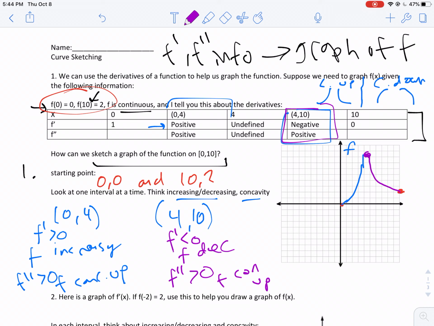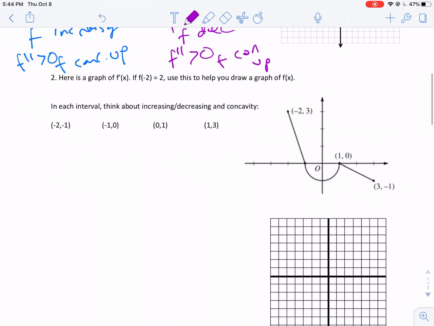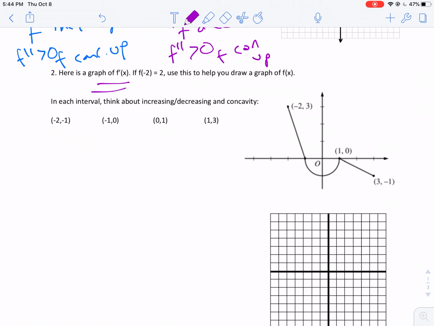Okay, so that's the general process by which we're following there. That's how you do these problems. Break it down into intervals and go from there. Okay, so now let's go a step further. So this is a problem where I'm going to give you a graph of f prime. So we love these problems. This is an f prime graph. And we're going to try and use that f prime graph to draw a graph of f.